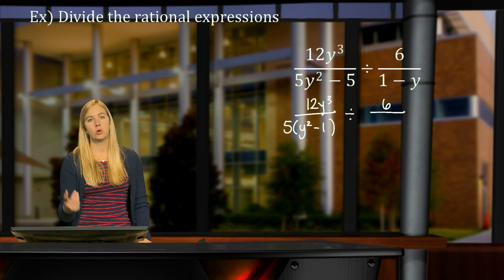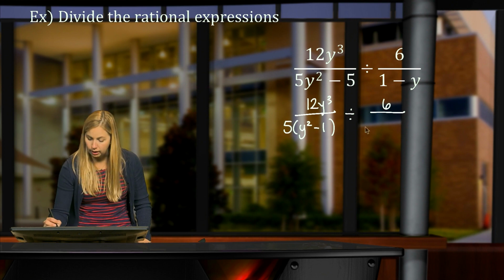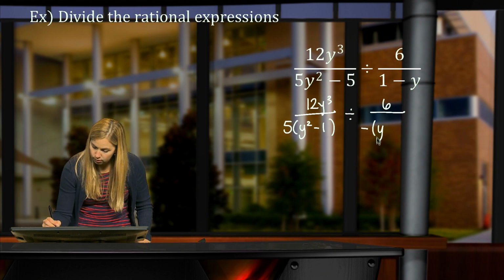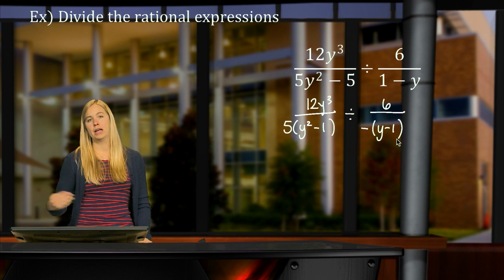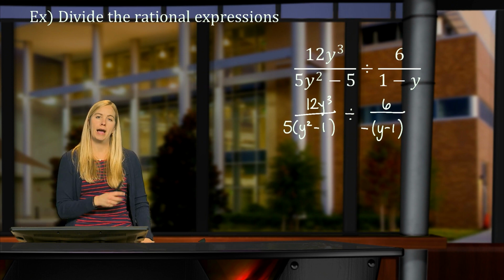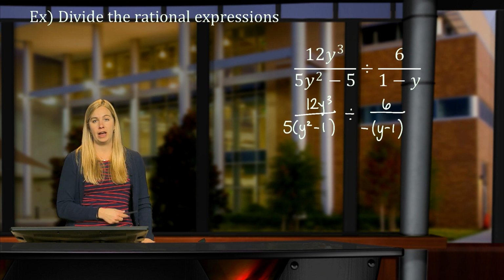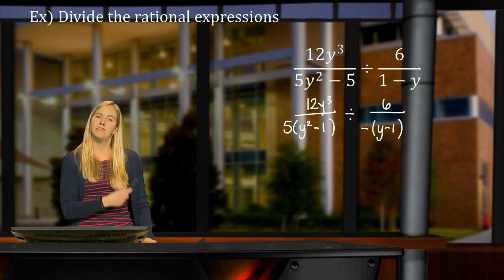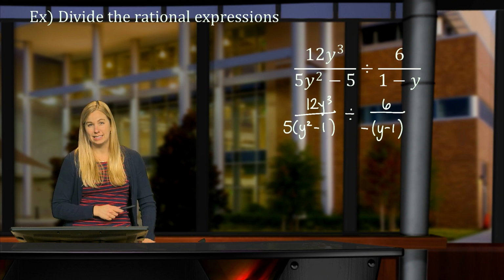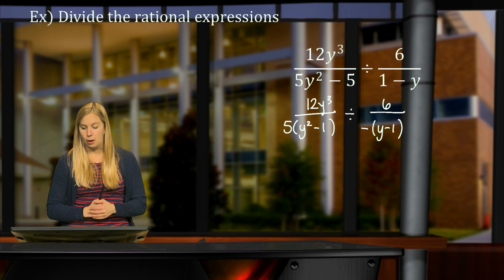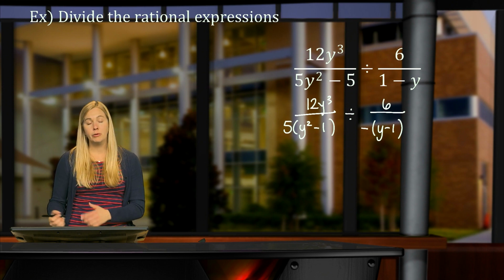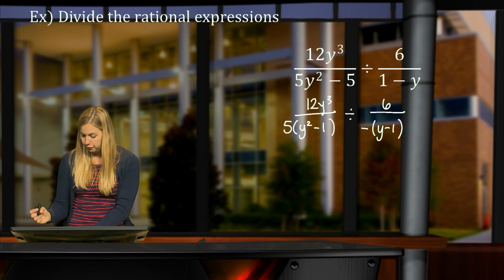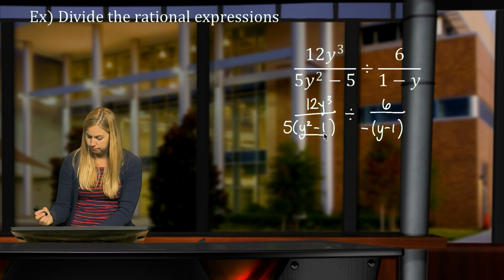We want to change the order. We want the y to come first. In order to do that, we have to factor out the negative 1. If you don't remember that, I encourage you to go back and watch the video for simplifying rational expressions. You'll see a few examples with that exact same type of problem worked out. Now we want to state our restrictions. Oh, before we do that, we can factor this further.